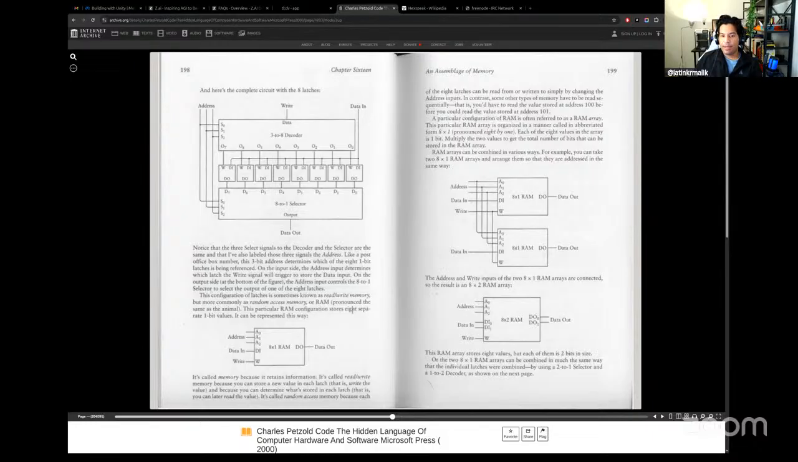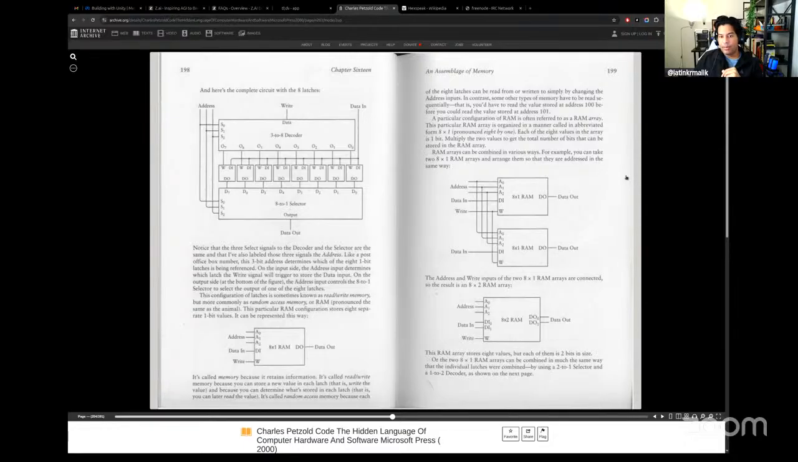A particular configuration of RAM is also often referred to as a RAM array. This particular RAM array is organized in a manner abbreviated as 8 cross 1, pronounced 8 by 1. Each of the 8 values in this array is 1 bit. Multiply the two values to get the total number of bits that can be stored in the RAM array. So 8 into 1 means 8 bits, or 1 byte.